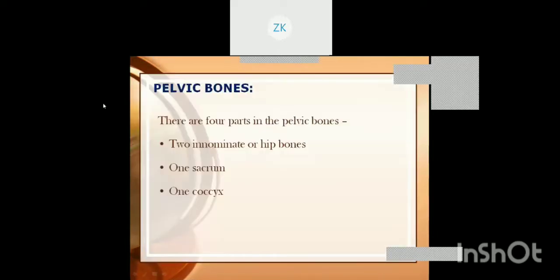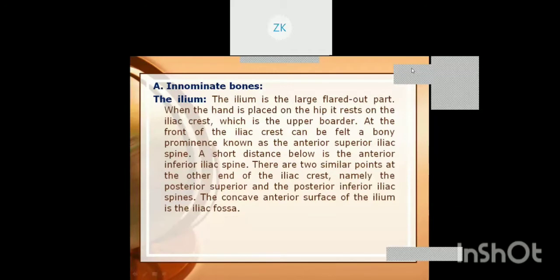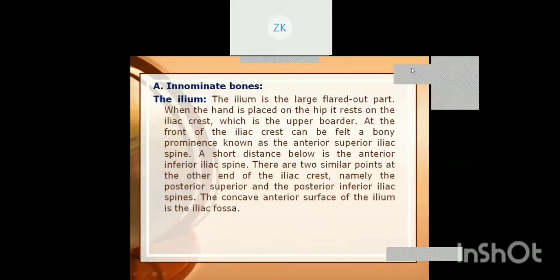So here, as I have said, the pelvic bone consists of two innominate bones, or the hip bones, then one sacrum and one coccyx. Is it clear till now? Yes, ma'am. Okay. So again, this innominate bone is divided into the ilium, the ischium, and the pubic bone.